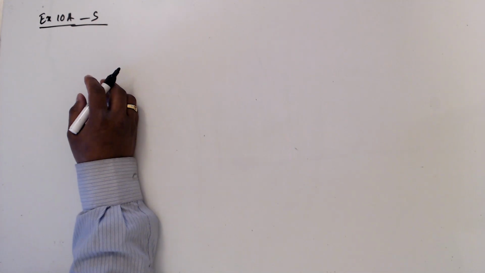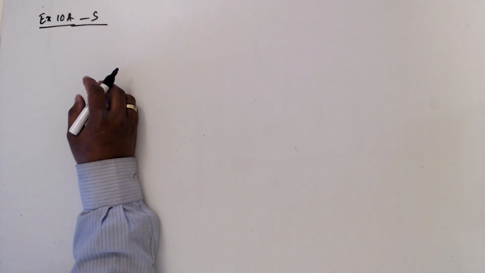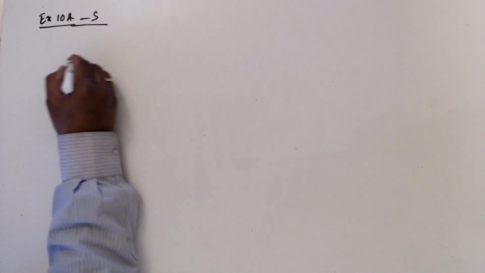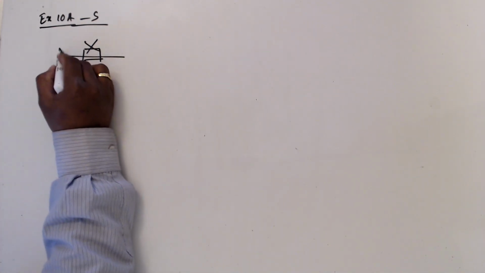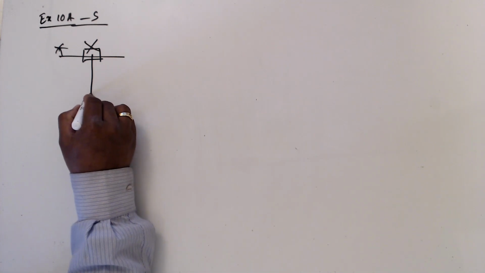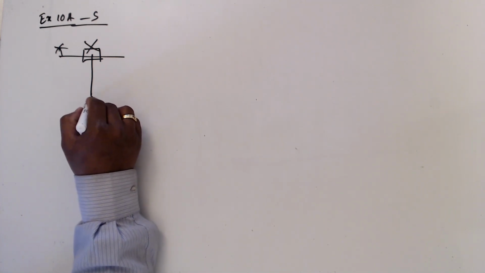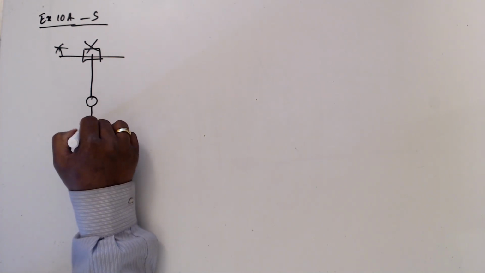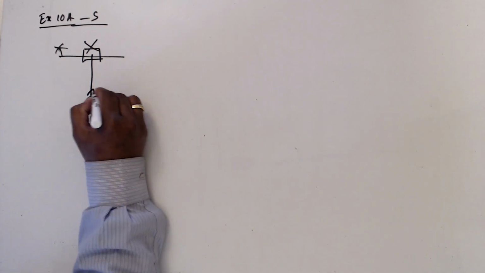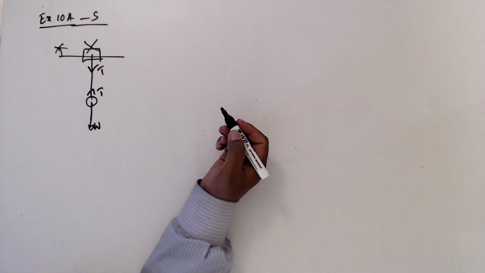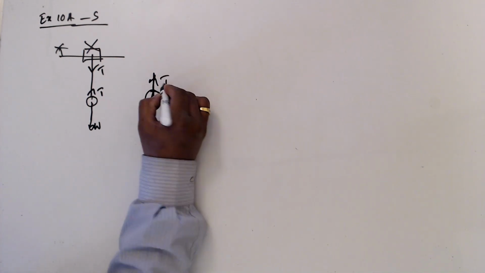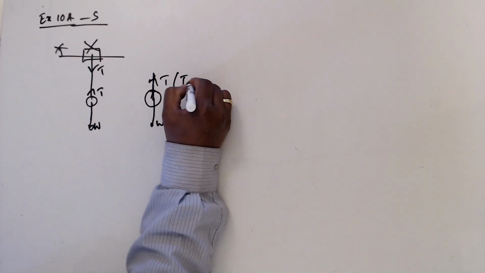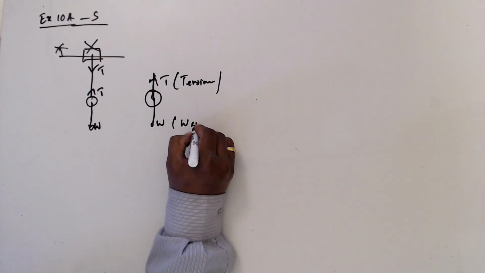Question number 5. An air-sea rescue crew member is suspended motionless from a helicopter. So we need to draw the helicopter. Suspended, a particle, the crew member. So the crew member has a weight, and the rope tension is there, for the helicopter gets the tension. So as for the crew member, we only consider the crew member in this case. So this is T and W. T is tension and W is weight.